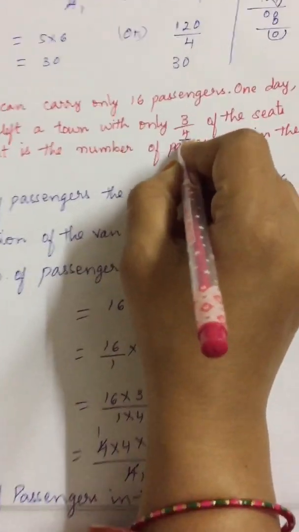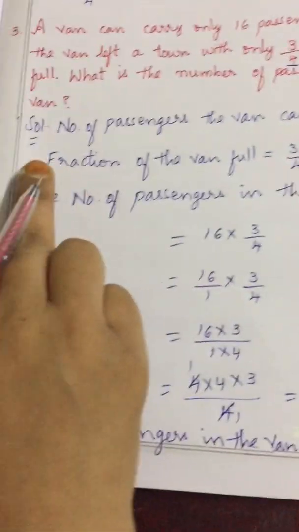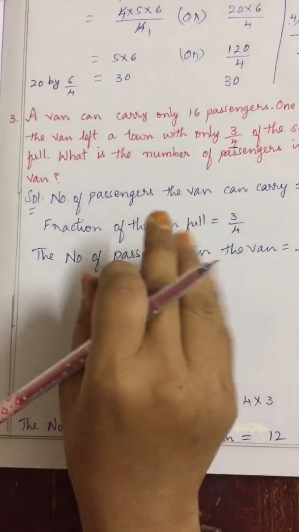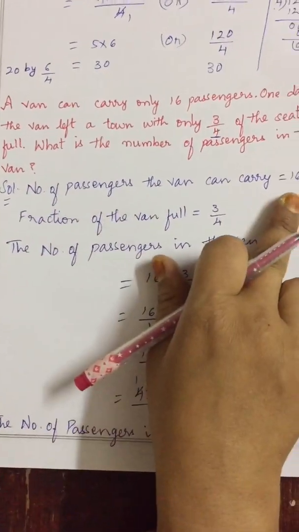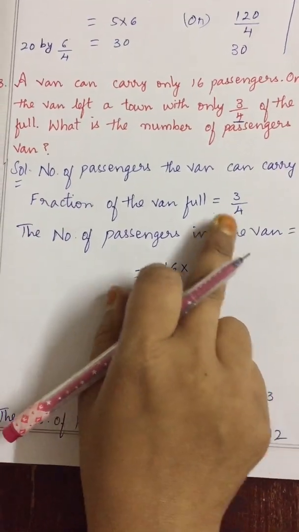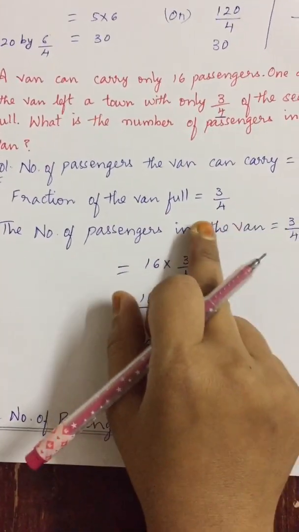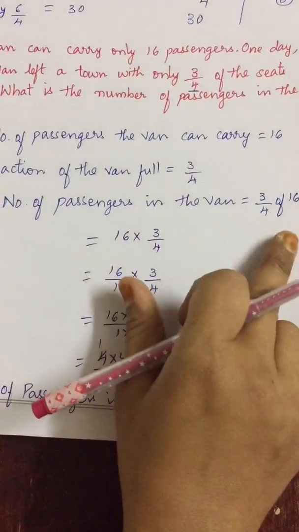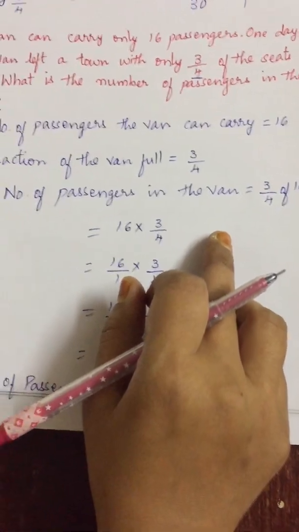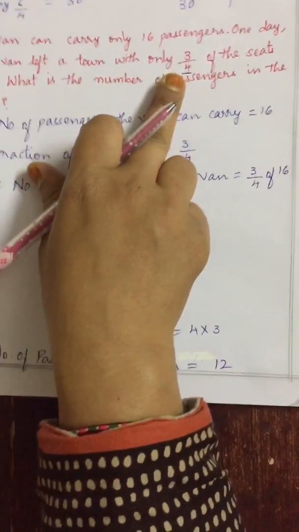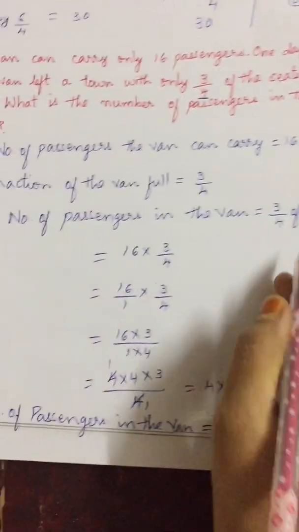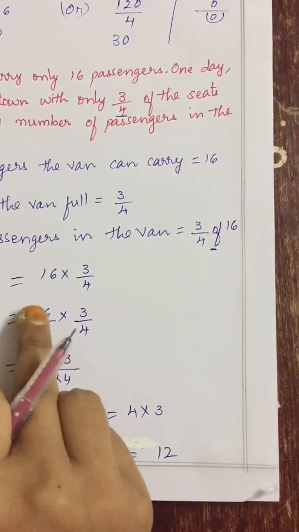That means he has given it in fractions. We need to find a number. That is nothing but multiplication only. First you write how many passengers can sit in the bus. Total passengers that can sit in the bus is 16. But what fraction of passengers sat in the bus? 3/4. So 3/4 of 16 is the number of passengers in the bus. He is asking how many passengers sat in the bus. That is this 3/4 of 16. Just now I told you "of" is nothing but multiplication.